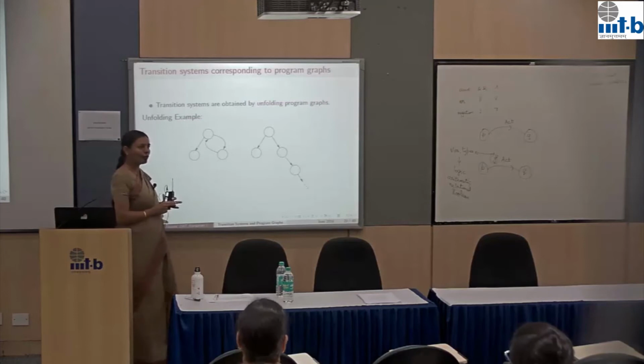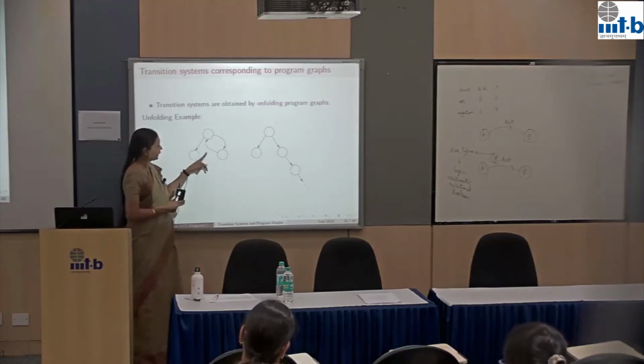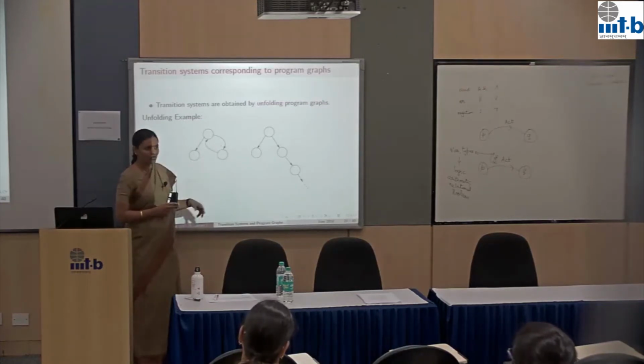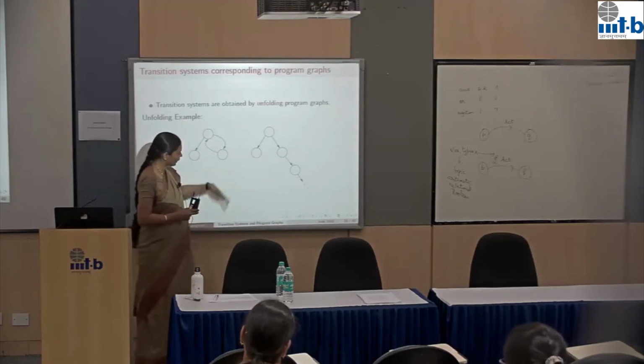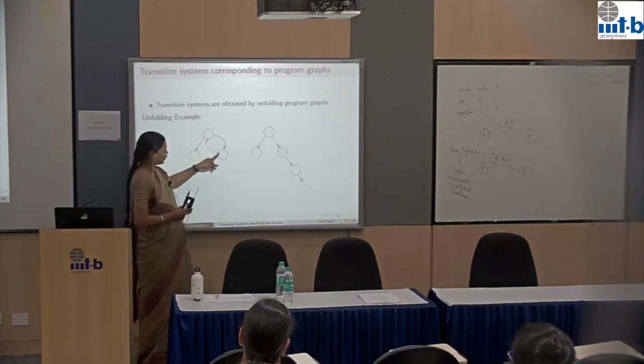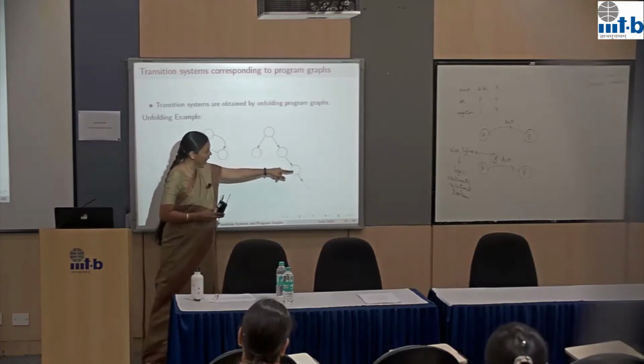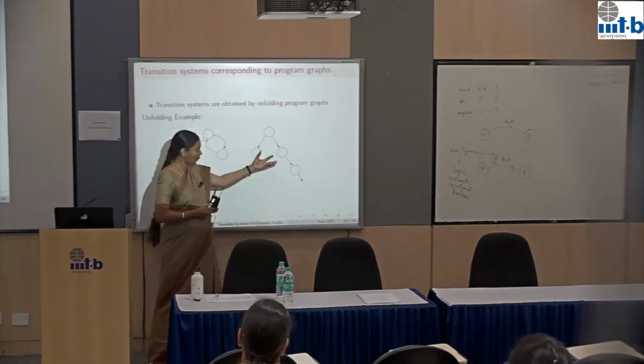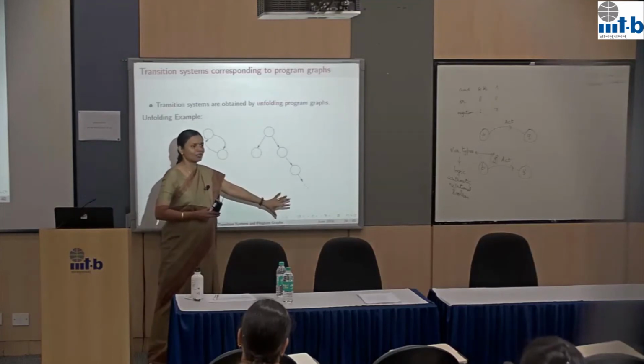So what is an unfolding? Unfolding of a graph is you take each loop or strongly connected component in the graph and unfold it. It's as simple as that, right? Open it out. So if this is P, this is Q, open it out: P, Q, P, Q, P, Q, and so on. Now I can reason about this graph.